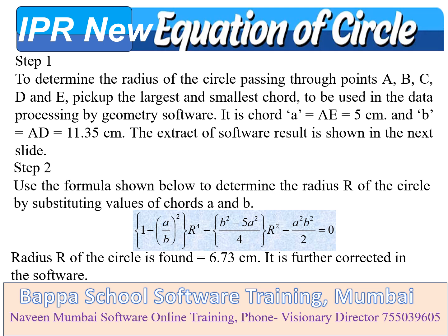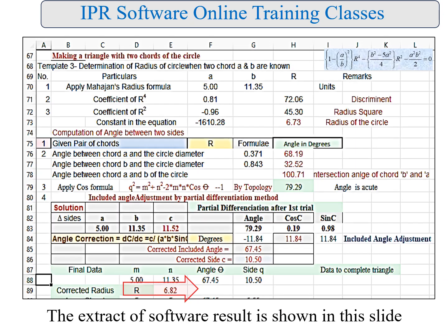Step 2. Use the formula shown below to determine the radius r of the circle by substituting values of chords AE and AD. Radius r of the circle is found equal to 6.73 centimeters. It is further corrected in the software. The extract of software processing is shown in this slide.